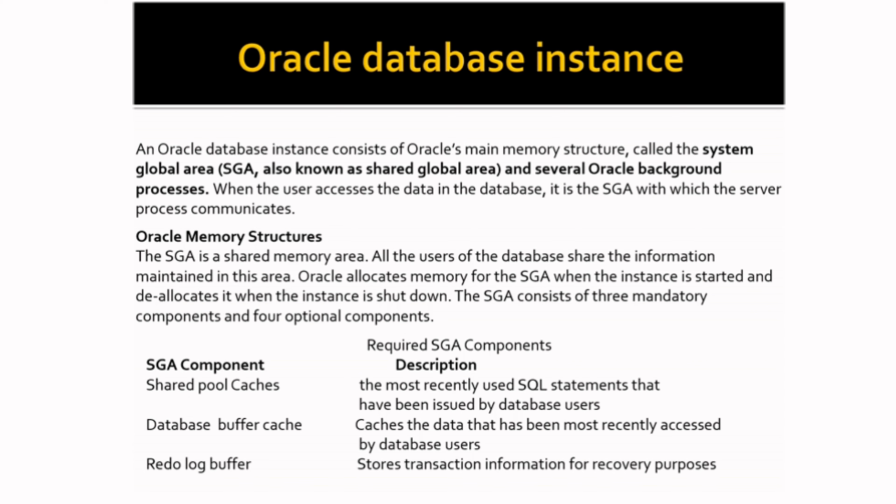Oracle memory structures. The SGA is a shared memory area. All the users of the database share the information maintained in this area. Oracle allocates memory for the SGA when the instance is started, and deallocates it when the instance is shut down. The SGA consists of 3 mandatory components and 4 optional components.